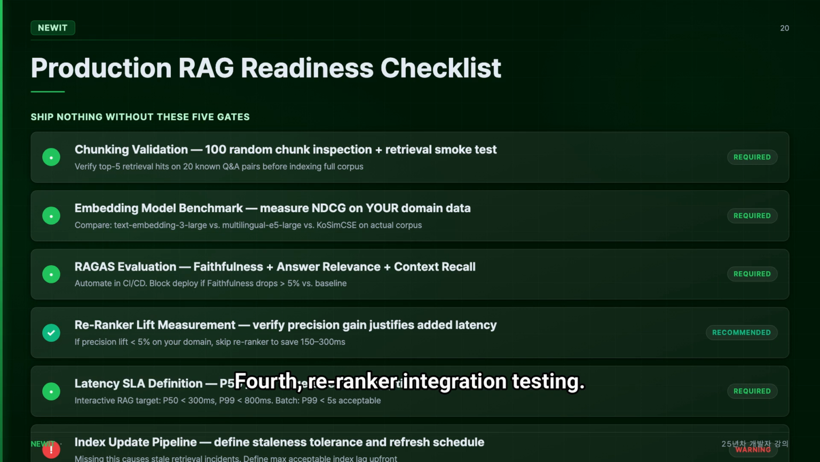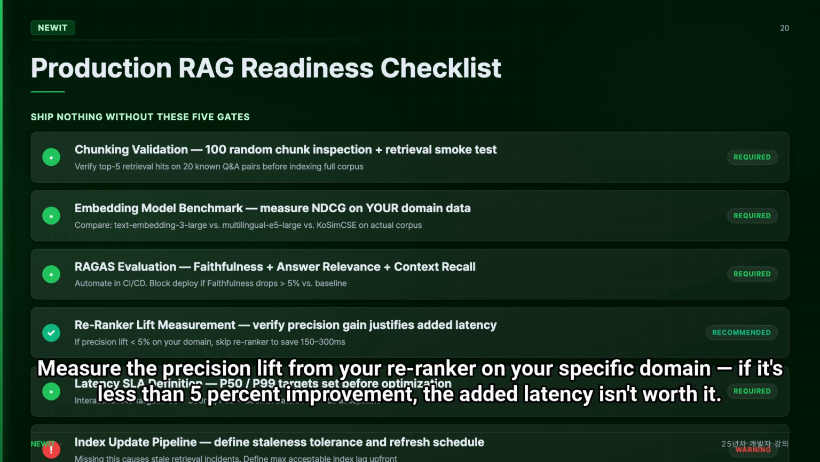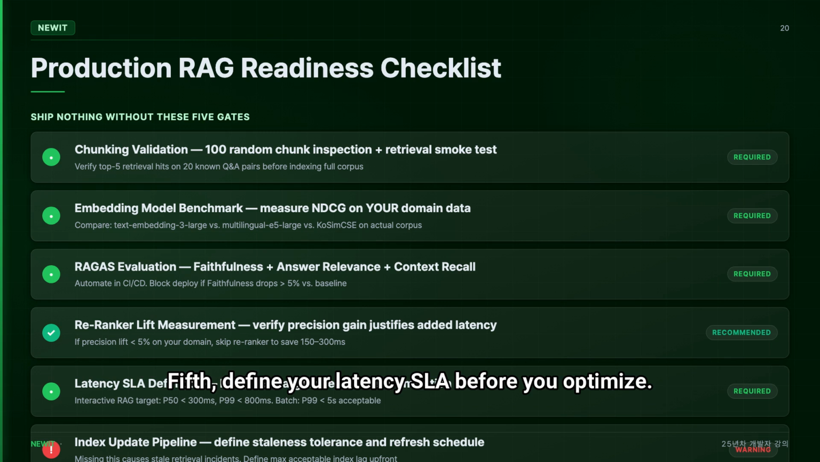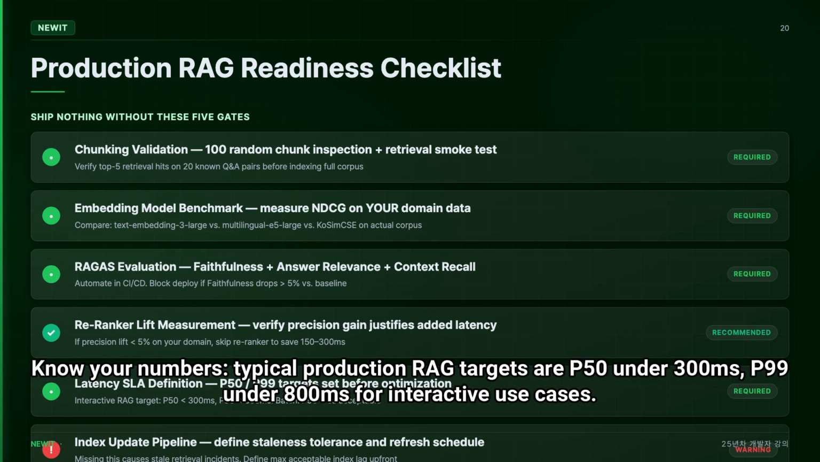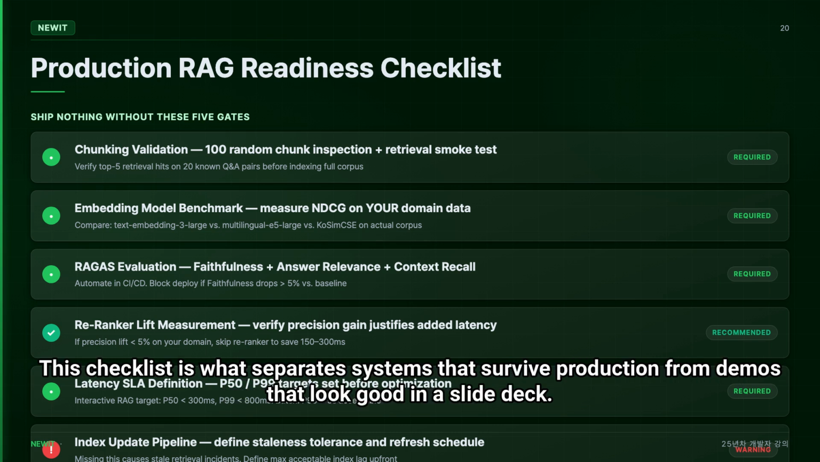Fourth, re-ranker integration testing. Measure the precision lift from your re-ranker on your specific domain. If it's less than 5% improvement, the added latency isn't worth it. Fifth, define your latency SLA before you optimize. I've seen teams spend weeks shaving 20 milliseconds off a pipeline with a 2-second SLA. Know your numbers. Typical production RAG targets are P50 under 399 and P99 under 800 milliseconds for interactive use cases. This checklist is what separates systems that survive production from demos that look good in a slide deck.